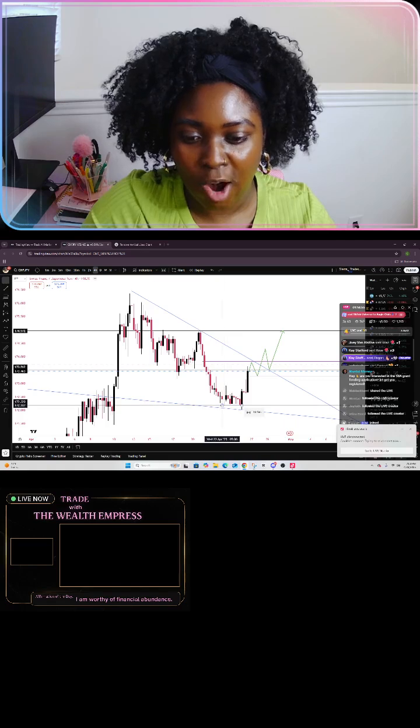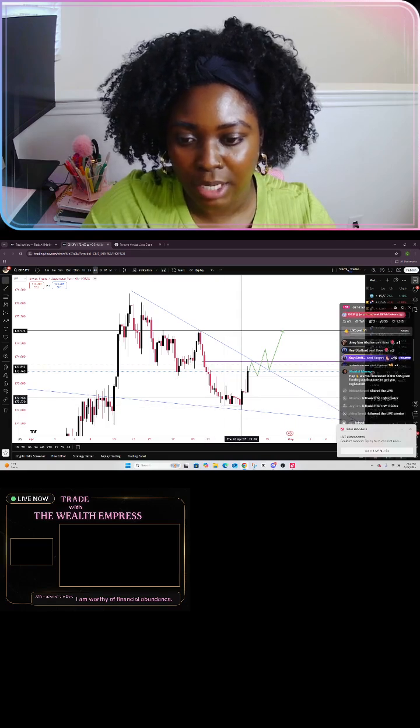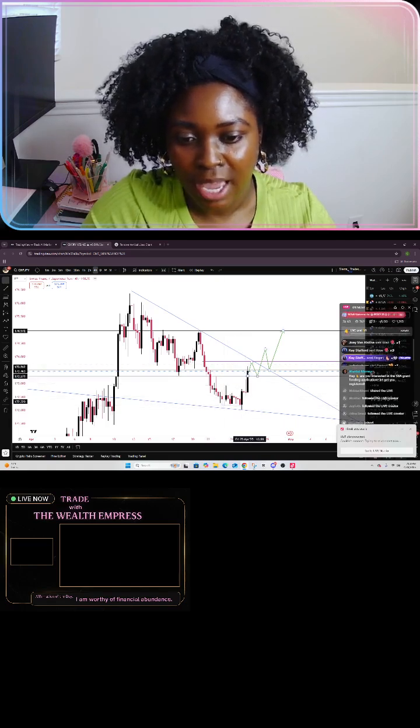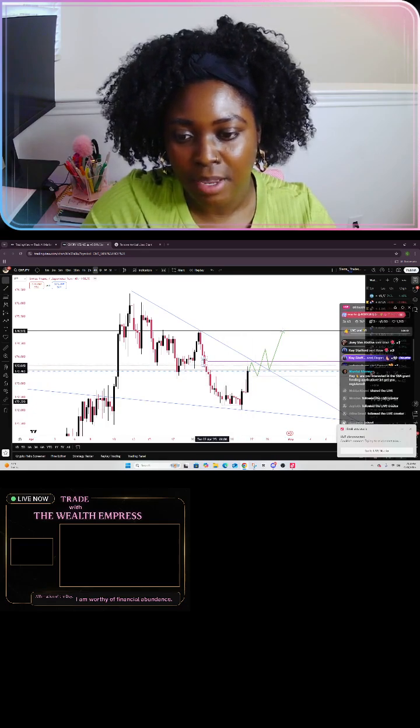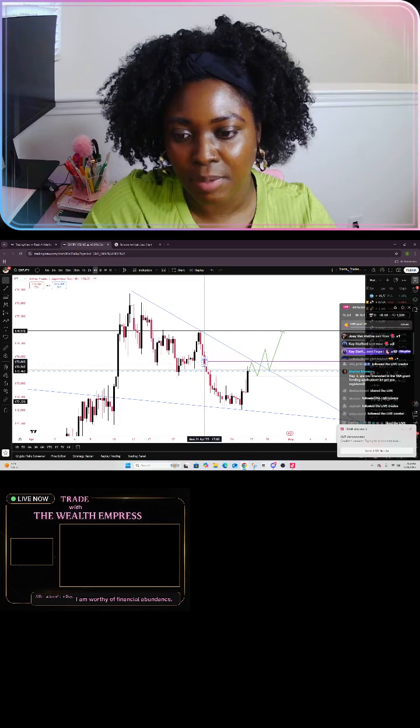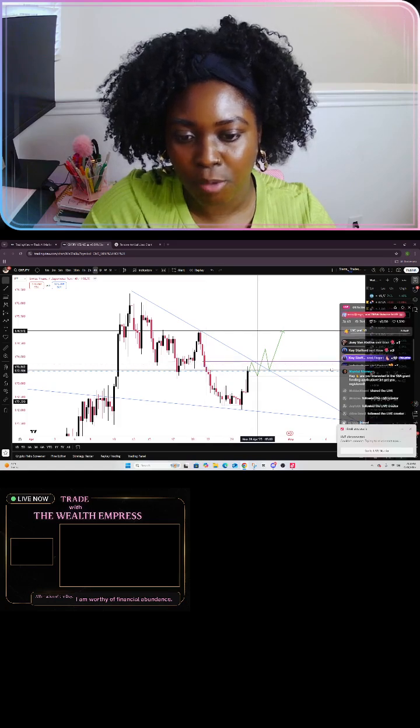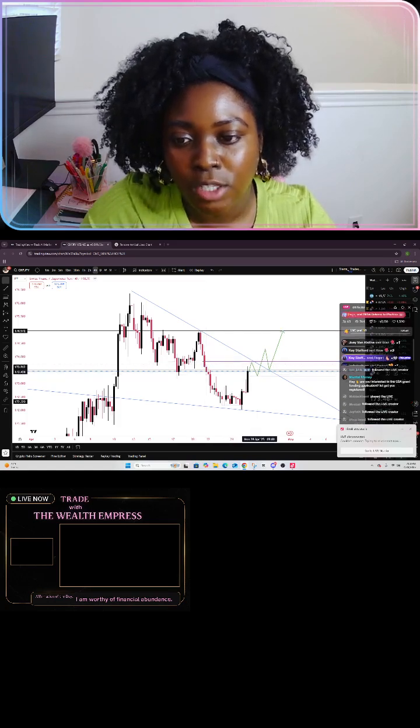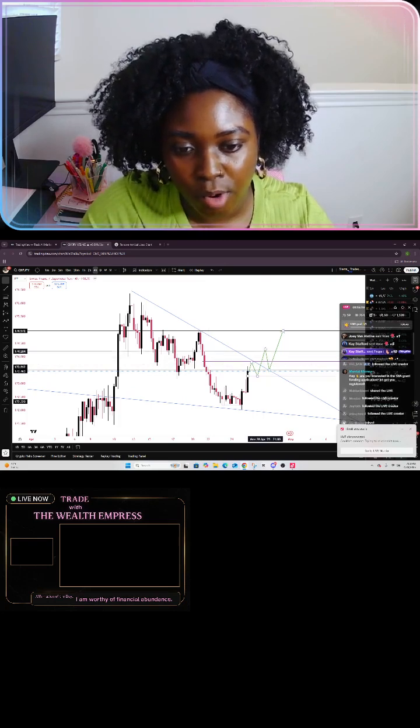So price ran our liquidity and broke bullish. All right. It left us a bullish fair value gap. Now we want to see price come here to this bearish fair value gap and pull back into that one. We want to wait for this trend line to be broken.